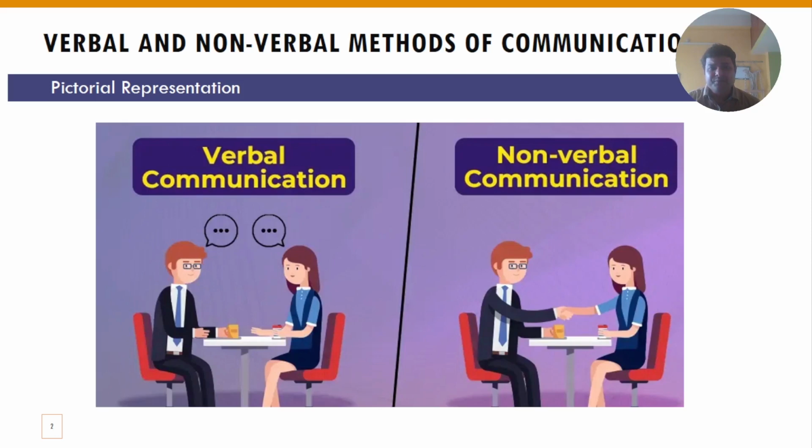You can see this slide. There are two pictorial representations that describe verbal and non-verbal communication. The left side picture describes verbal communication and the right side picture describes non-verbal communication.